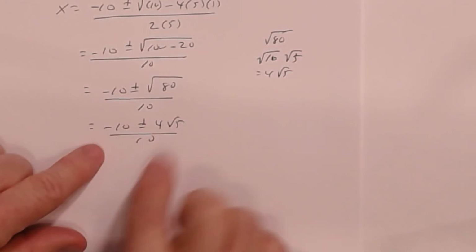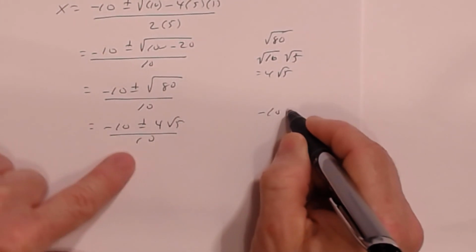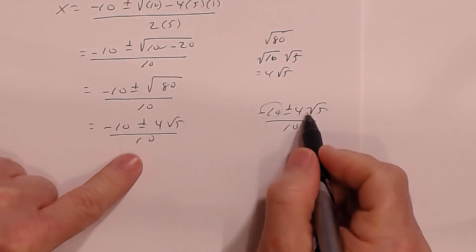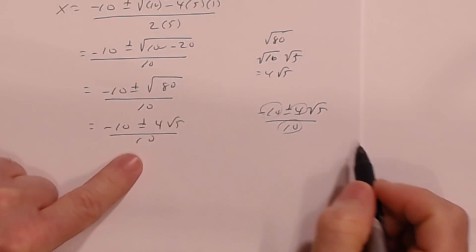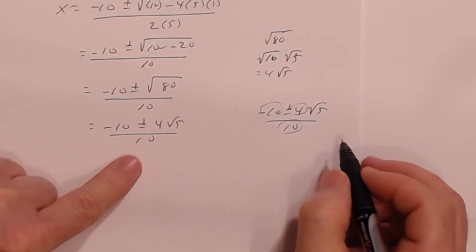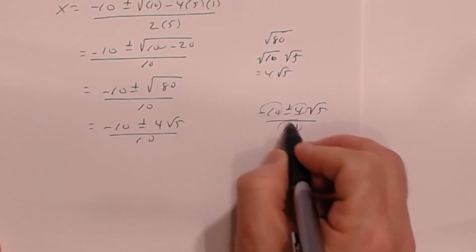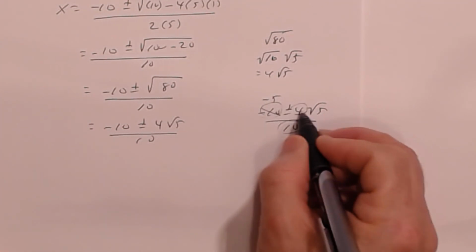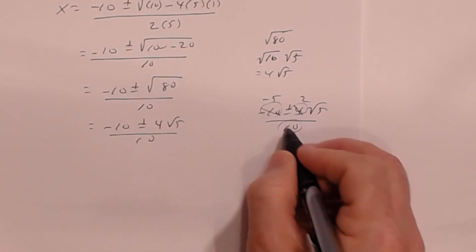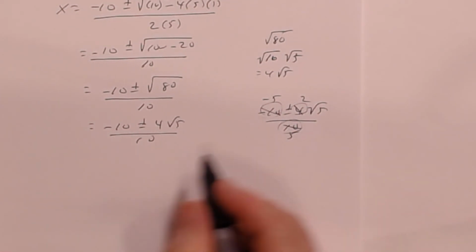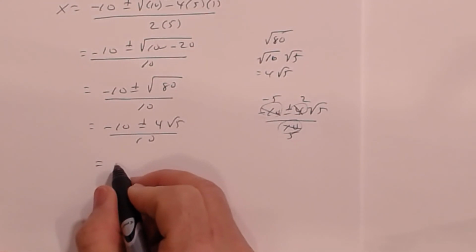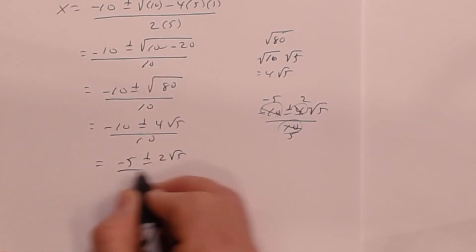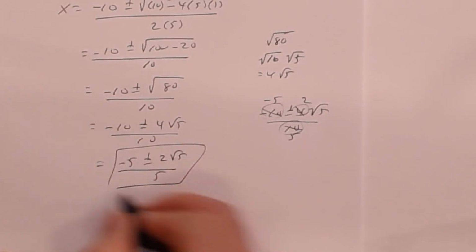Now, I can simplify this further. Notice that this negative 10, this 4, and this 10, they're all divisible by 2. So negative 10 divided by 2 is negative 5. 4 divided by 2 is 2. 10 divided by 2 is 5. So you can write your answer now as negative 5 plus or minus 2 square root of 5, divided by 5. All right?